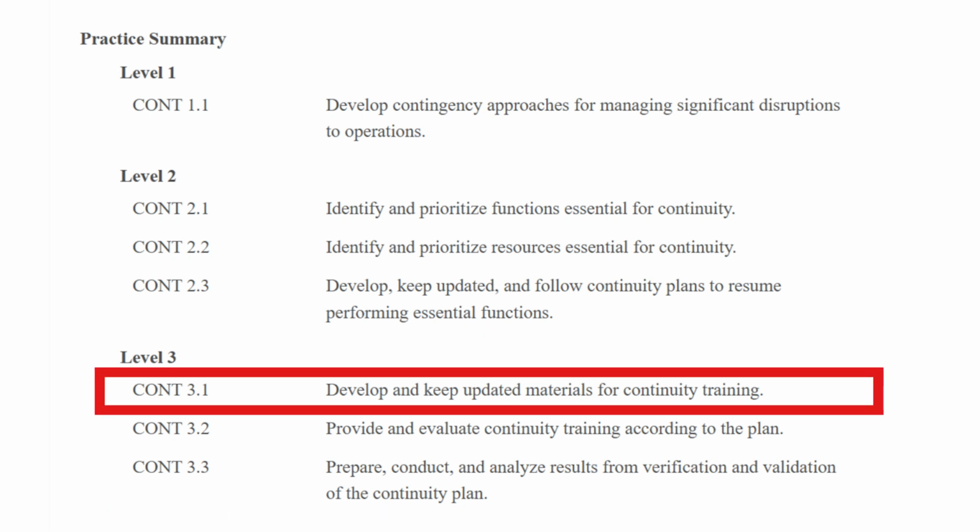CONT 3.1 is concerned with ensuring that we develop adequate training material for those who will need it, so that when a business continuity plan is invoked, people know what is expected of them. One of the major blockers to restoration of normal service is the confusion that a catastrophic event can cause. People's normal working routines are disrupted, and they do not necessarily know what is expected of them. By ensuring that people are trained in their expected response, we can remove confusion and increase individual effectiveness.